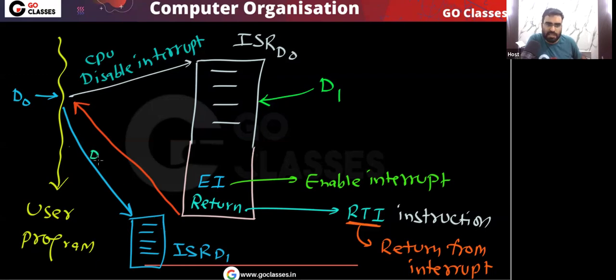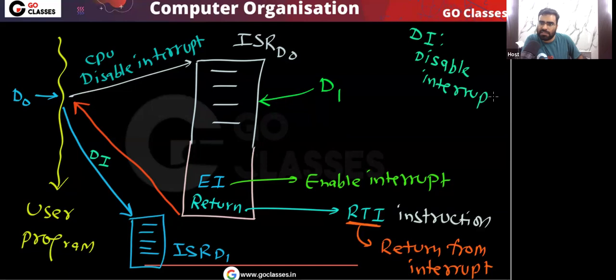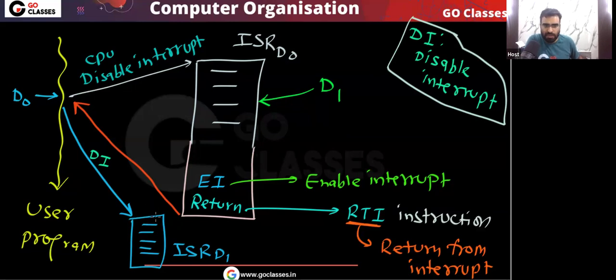The CPU will disable the interrupt. Let me call it DI. DI means disable interrupt. Okay, is this clear? So you can see when the CPU jumps to this ISR, first the CPU will disable the interrupt. DI means disable interrupt.